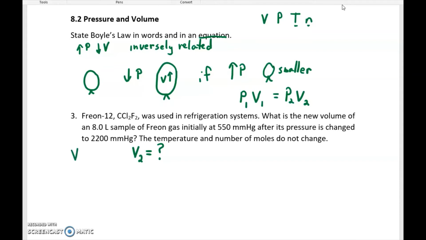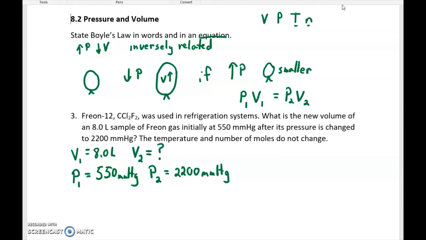V1 is going to be 8.0 liters because that's the initial or the beginning volume of our sample of gas. The gas is initially at 550 millimeters of mercury, so that's a pressure because millimeters of mercury is a pressure, and it's 550 millimeters. The pressure at the end, after it's changed, is 2,200 millimeters of mercury.